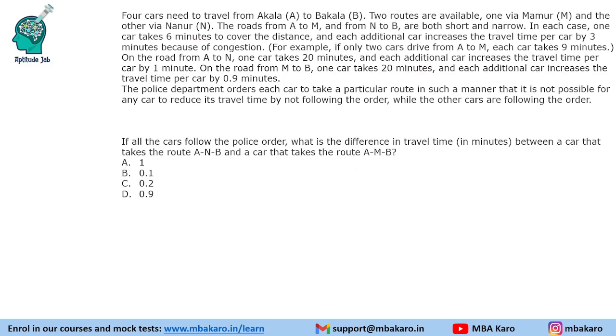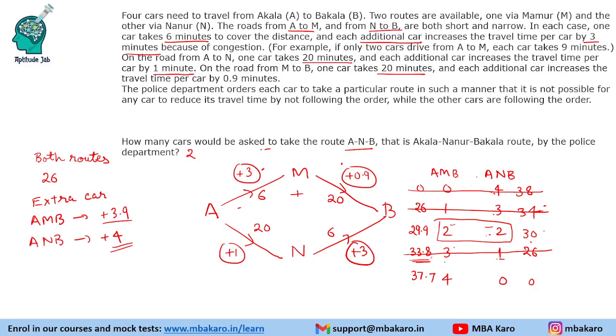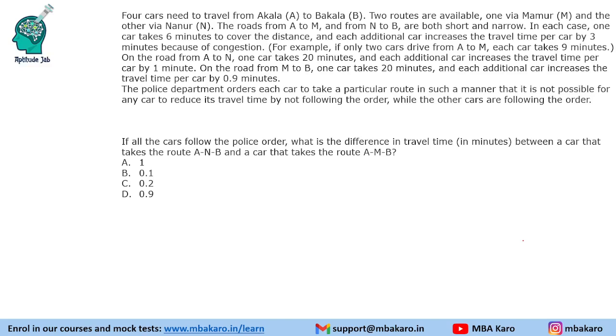If all the cars follow the police car order, what is the difference in travel time between the car that takes the route AMB and the car that takes the route ANB? So for AMB and ANB, we see the times are 29.9 and 30 minutes. So the difference is 0.1 minutes.